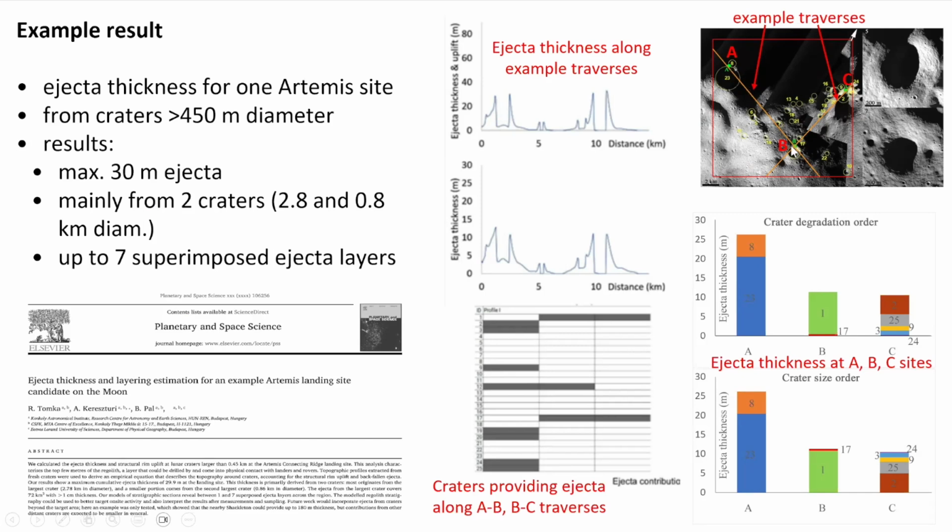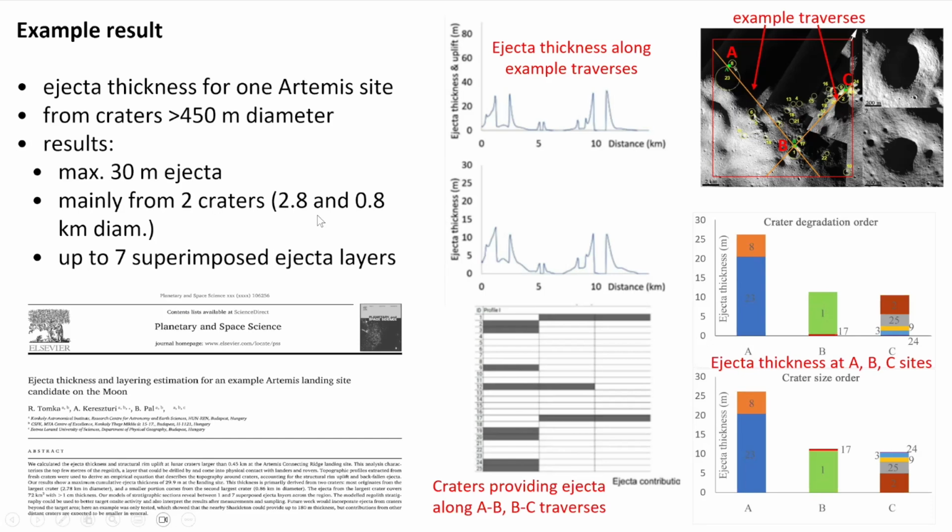Let's see what the inferred stratigraphy is at these locations. Here at lower right, this is the crater degradation order-based stratigraphy. This is the crater size order-based stratigraphy. The numbers mark certain craters, and the thickness is the ejecta that arrived at the given site based on the empirical approach. And you can estimate various interesting numbers.